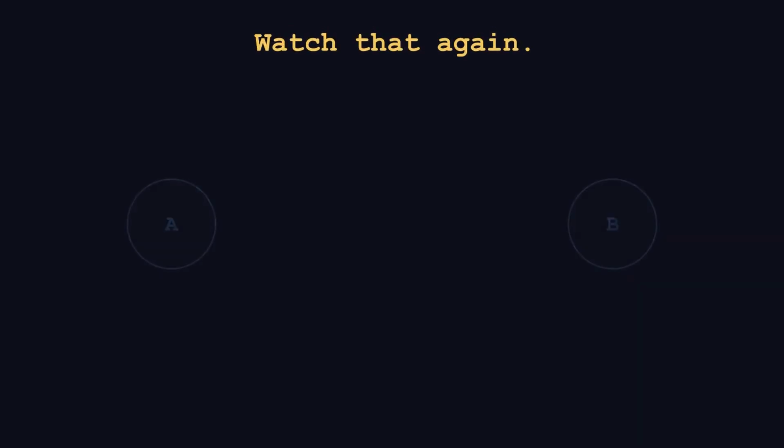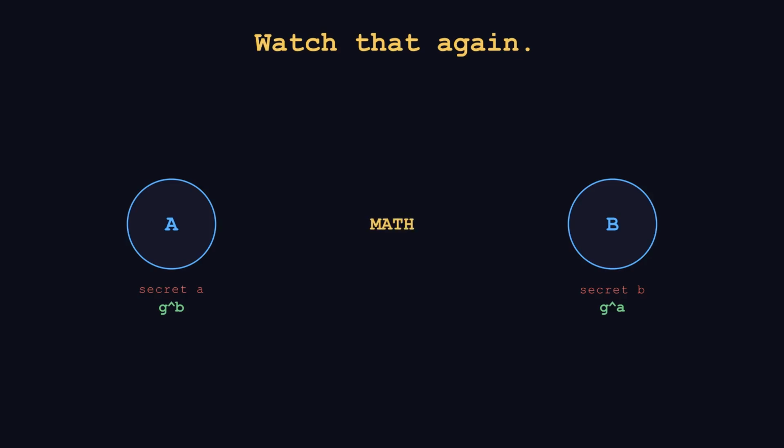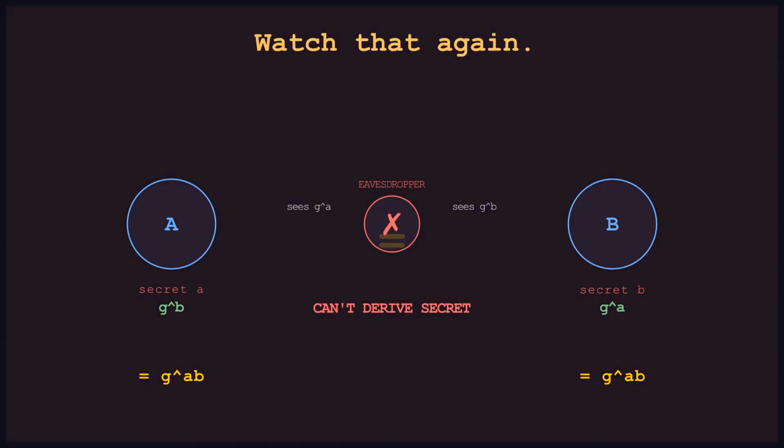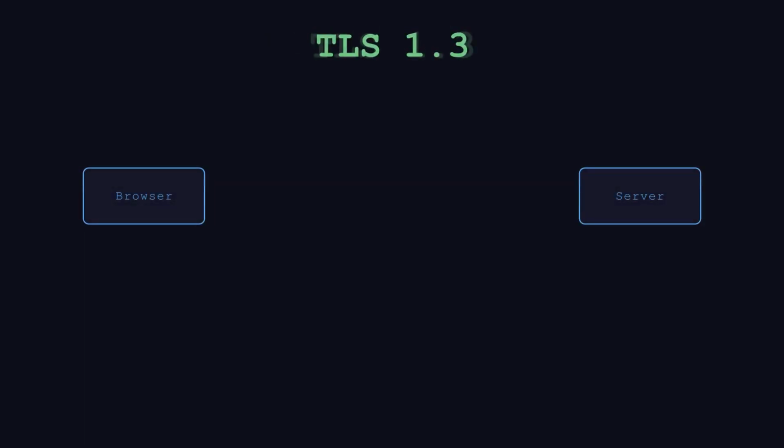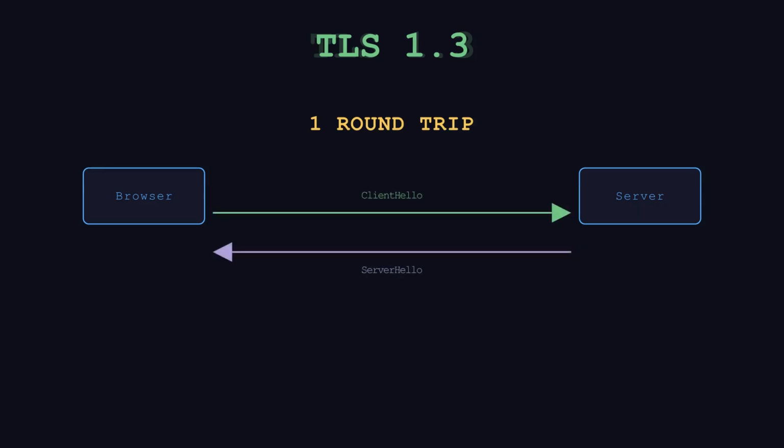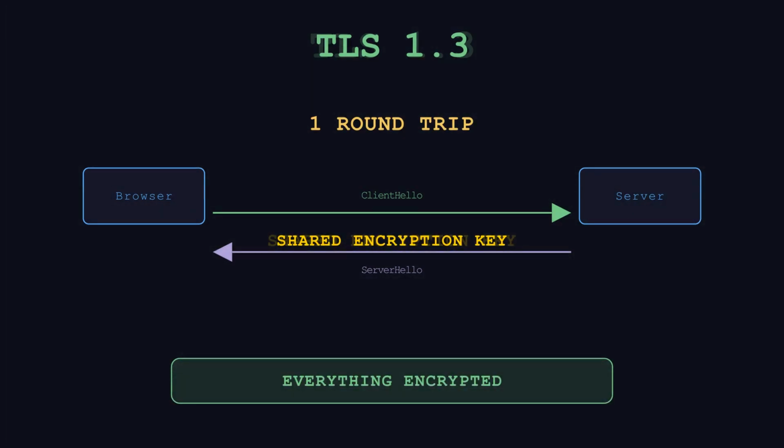Watch that again. Each side has a piece. They exchange public pieces. And mathematically, both sides compute the same shared secret. An eavesdropper sees the public pieces, but can't derive the secret from them. In TLS 1.3, this entire handshake completes in a single round trip. One message out, one message back, and both sides have a shared encryption key. Everything after this point is encrypted.